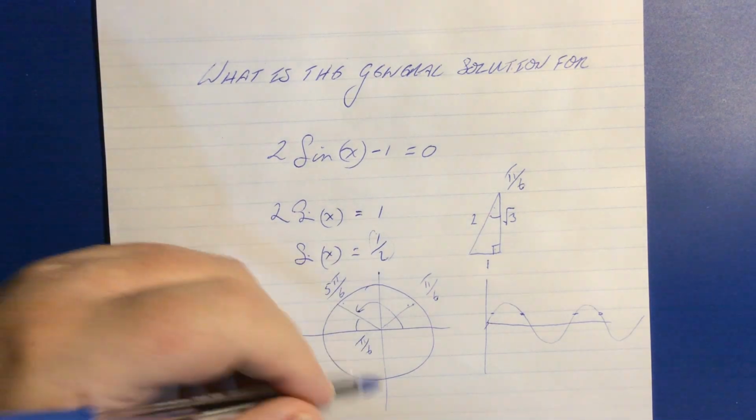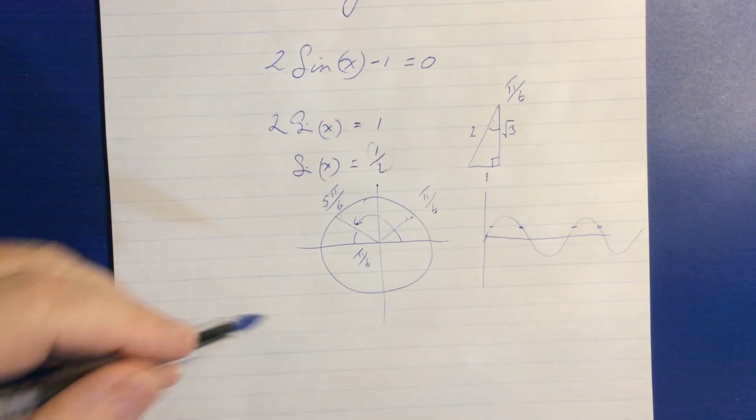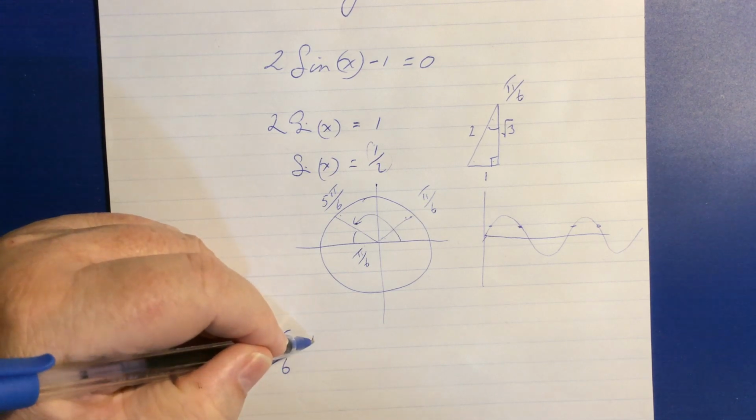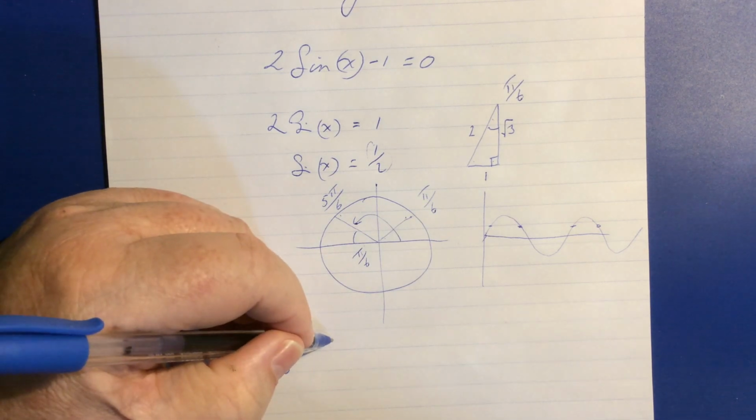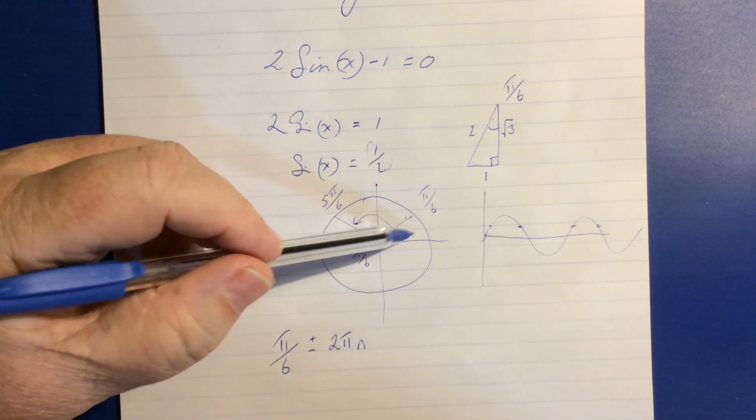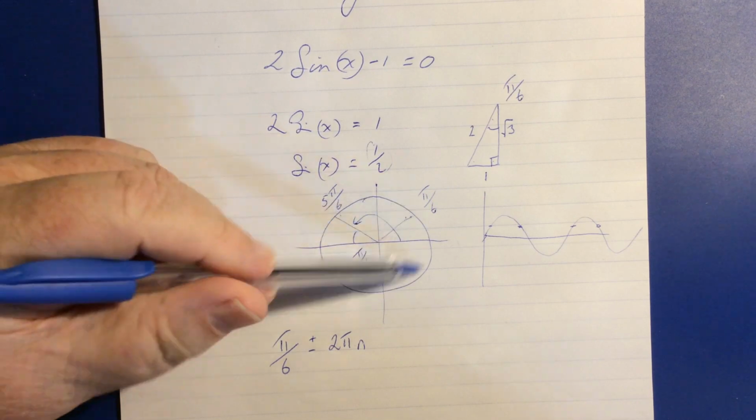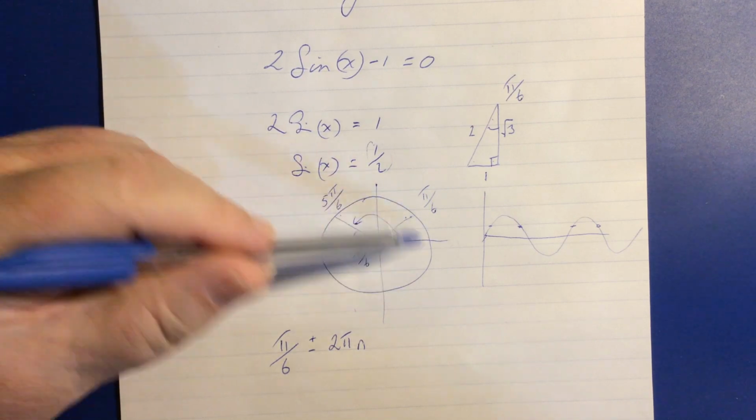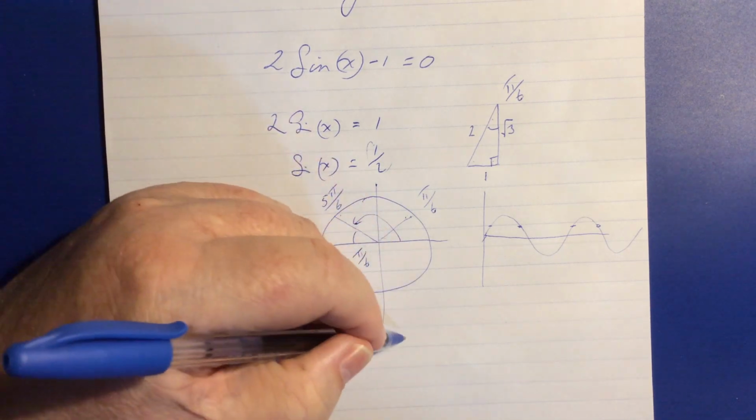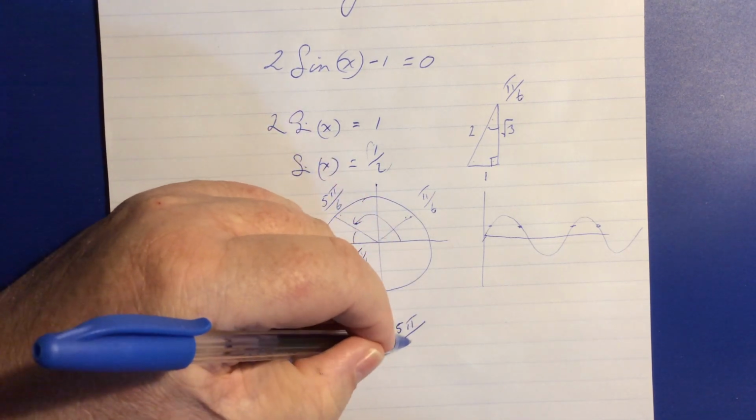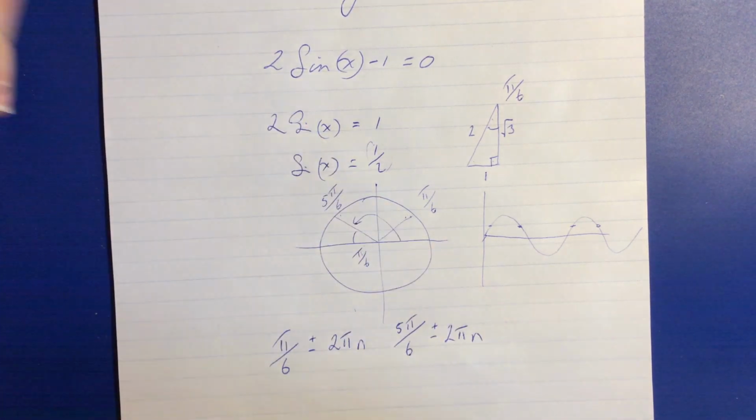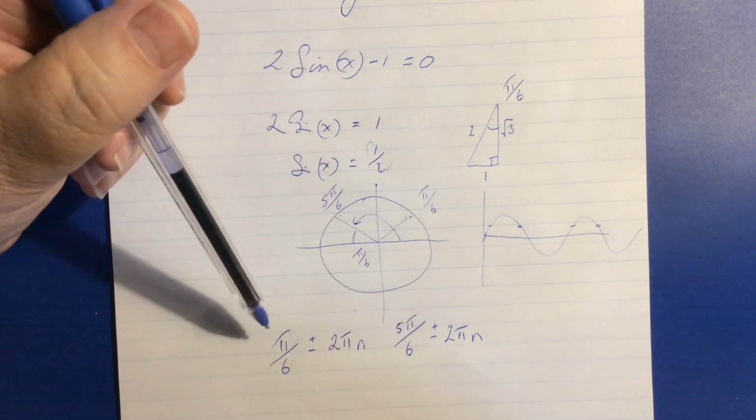So one of our general solutions will be as follows. It'll be pi on 6 plus or minus 2 pi times n, and n is simply the number of times that we go around in either direction to get back to where we started. The other solution will be 5 pi on 6, and you guessed it, plus or minus 2 pi n. And those are our general solutions.